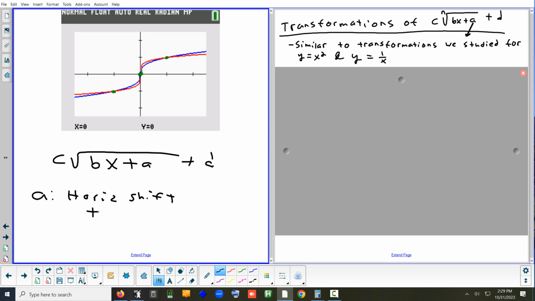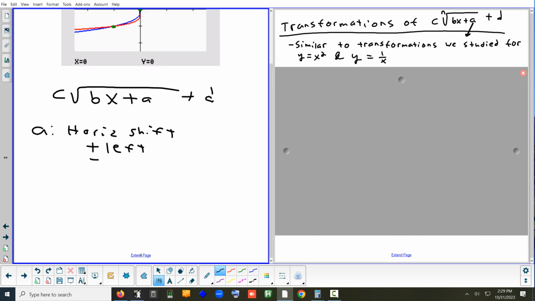What if it's a plus? Which way does it move it? Left, it's backwards. And if it's a minus, it would move it right. Okay, so that's a. Let's look at b. Is b still under the root?